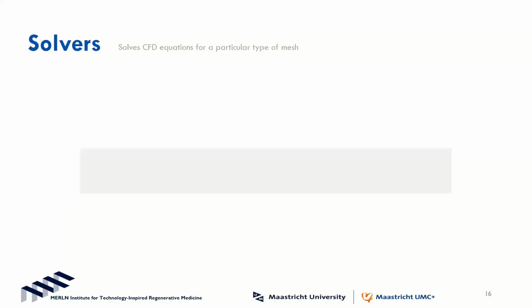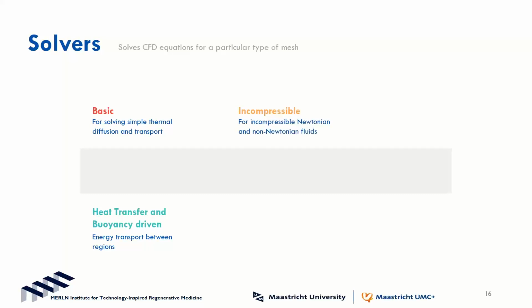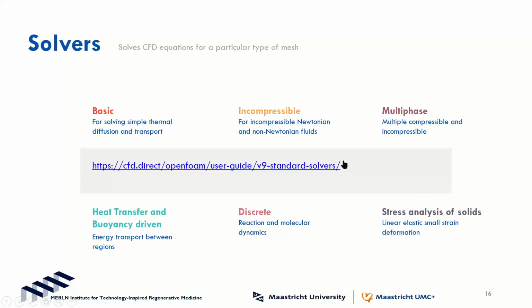So then what kind of solver will I use? There are many different types of solvers available. There are different categories of solvers available for CFD. For example, we have basic ones to solve simple thermal, diffusion, and transport. We have also heat transfer type of solvers. For incompressible Newtonian and non-Newtonian fluids, we have different kinds of solvers. We have discrete solvers, like the one that I used in my PhD, DSMC foam, which was a discrete solver. Then we have multi-phase, to use for your biphasic fluids. And then we have stress analysis.